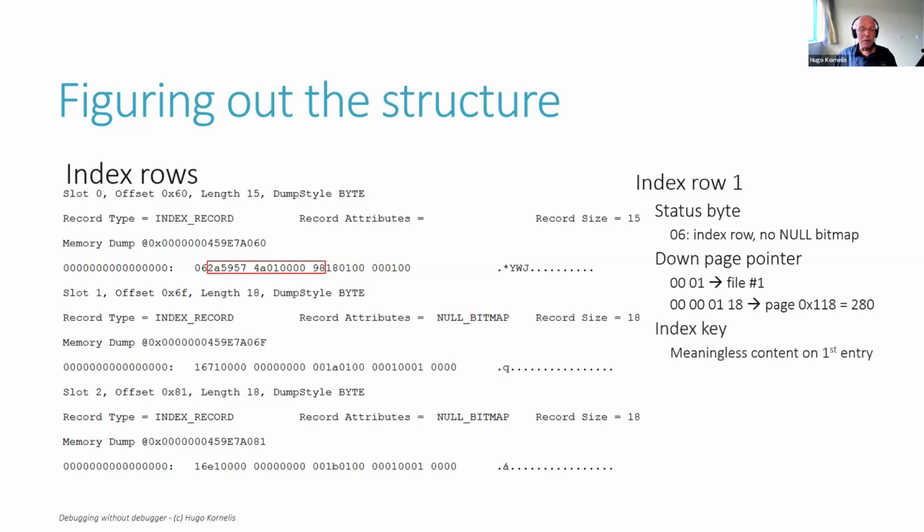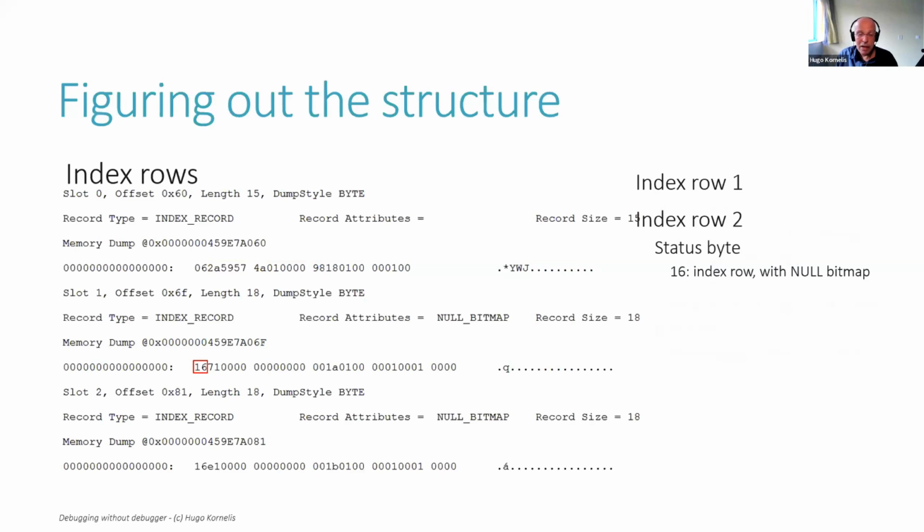And then we have a bunch of data there that confused me at first until I realized that on the first index entry in any index, the data that is stored in the first field is not used. And if it's not used, then why even bother initializing it? So it's just whatever bytes happened to be on that location in memory or on disk when this data was created. And it's never looked at. It's meaningless content. I don't need to interpret it.